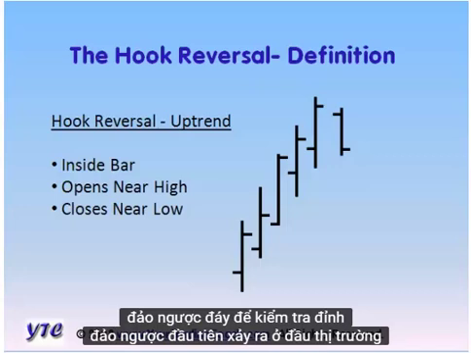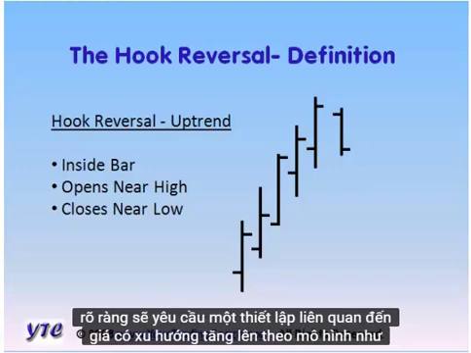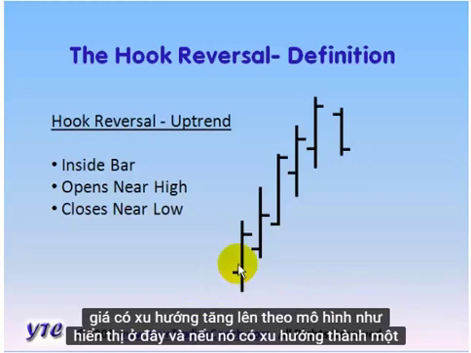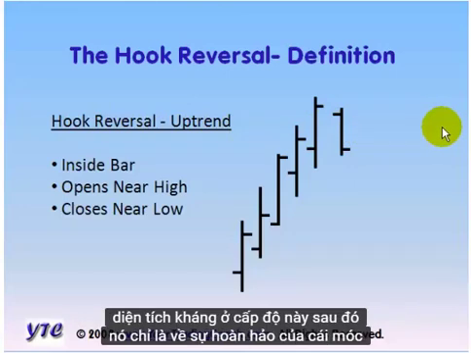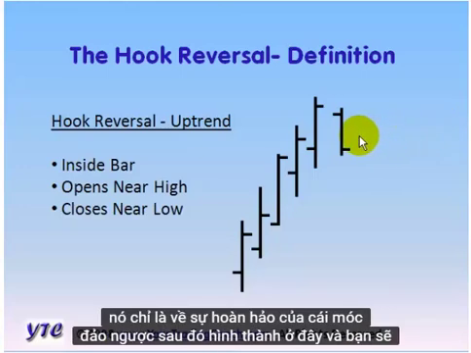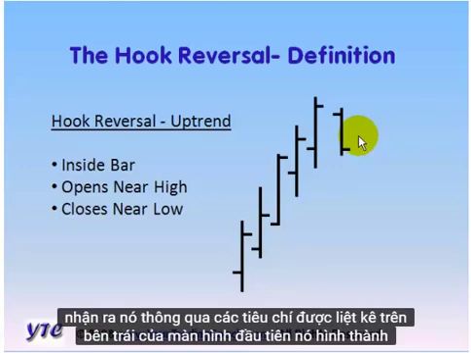Occurring at a market top obviously would require a setup involving price trending upwards to the pattern, as shown here. And if it trends up into an area of resistance at this level, then it's just about perfect. The hook reversal then forms here, and you'll recognize it via the criteria listed on the left of the screen.